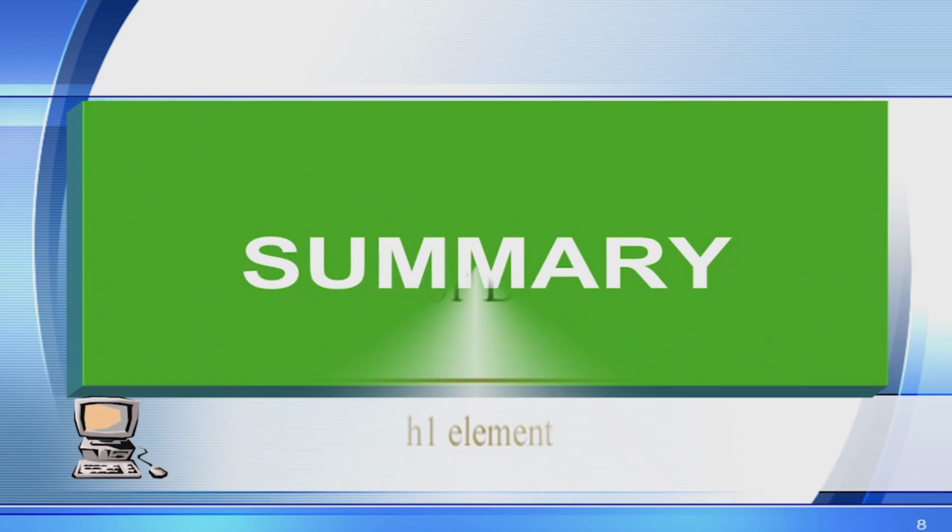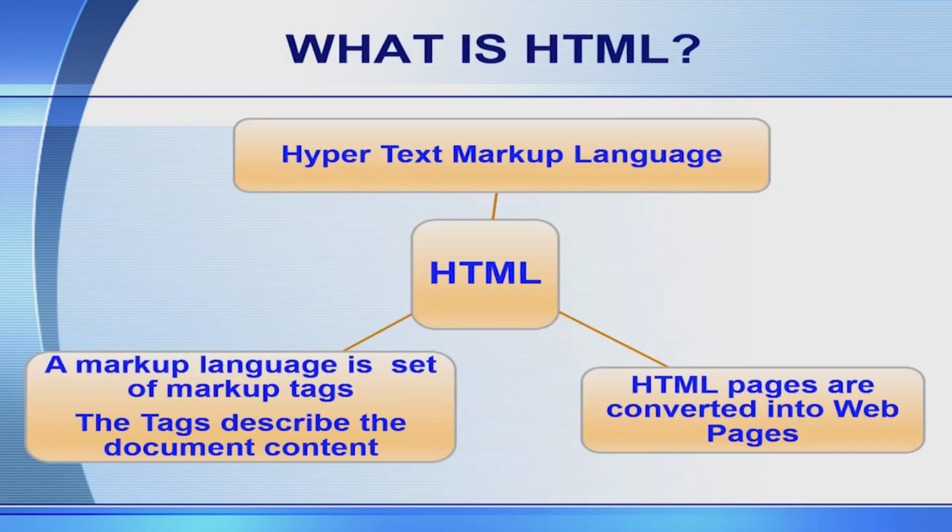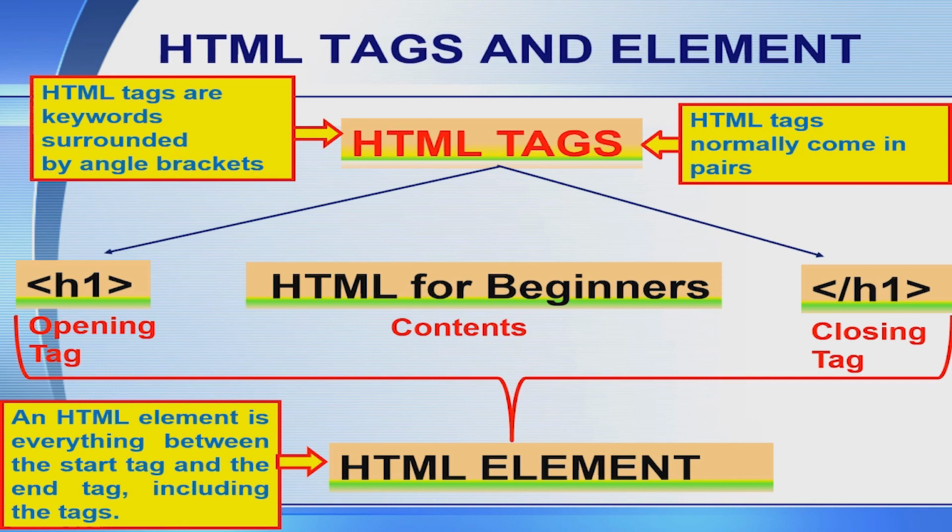To summarize, HTML stands for Hypertext Markup Language. A markup language is constructed using a set of markup tags. The tags describe the document content. HTML pages are converted into web pages. HTML tags are keywords surrounded by angle brackets. HTML tags normally come in pairs.